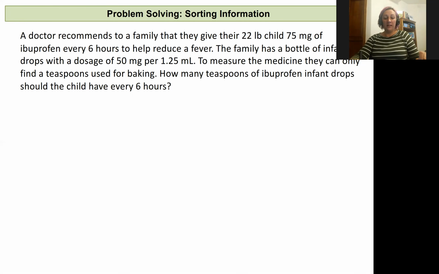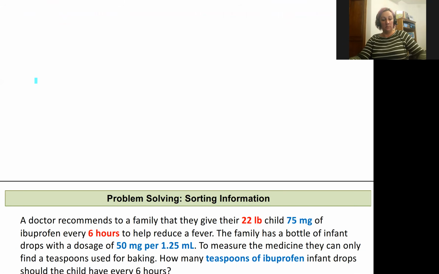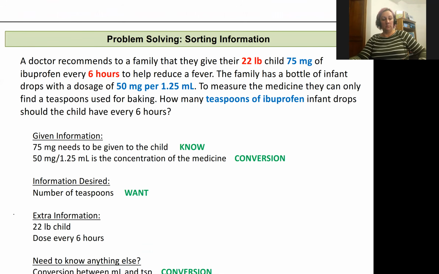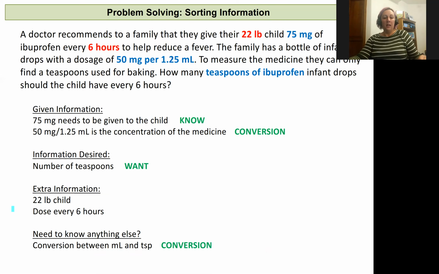If you'd like to pause the video and try to map out a strategy yourself first for this problem, I strongly recommend it. And I'll walk through the problem now. All right, so the first step is sorting information and pulling out what we know, what is given, what are useful tools, what's extra information, what we need to know.